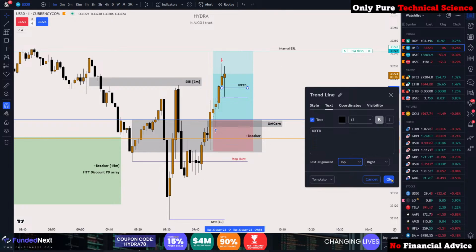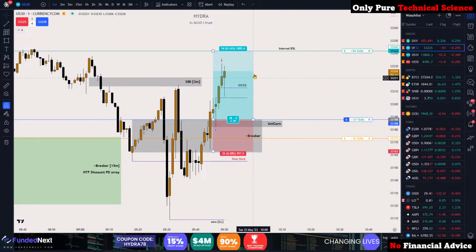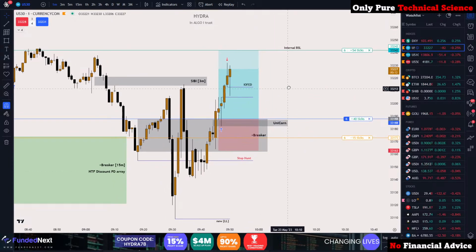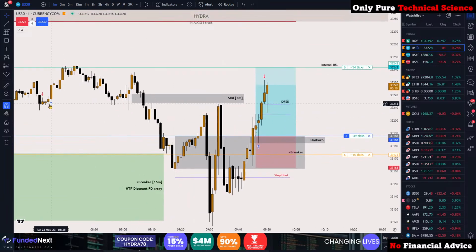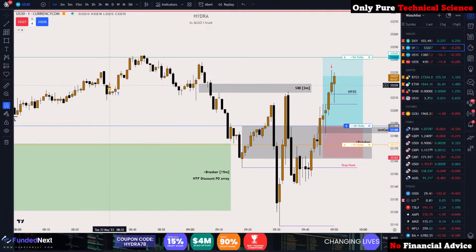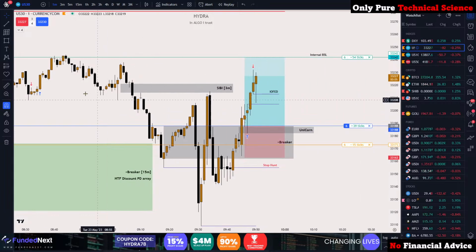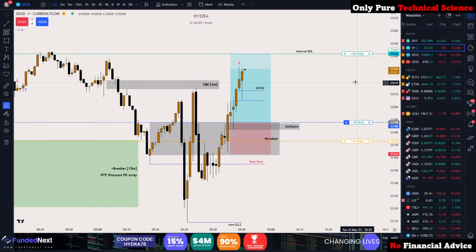So mix risk management with this trading model. Okay, I had a losing trade here, right? So all of the losses that I took here will be mitigated by this trade here. That's the magic.